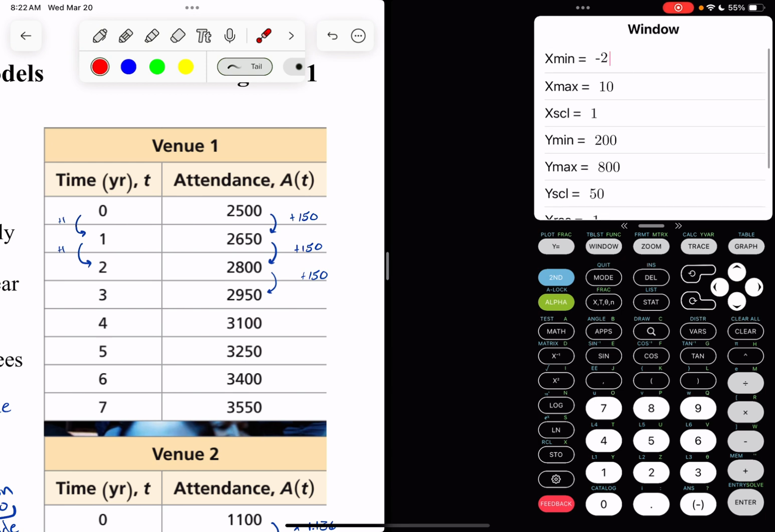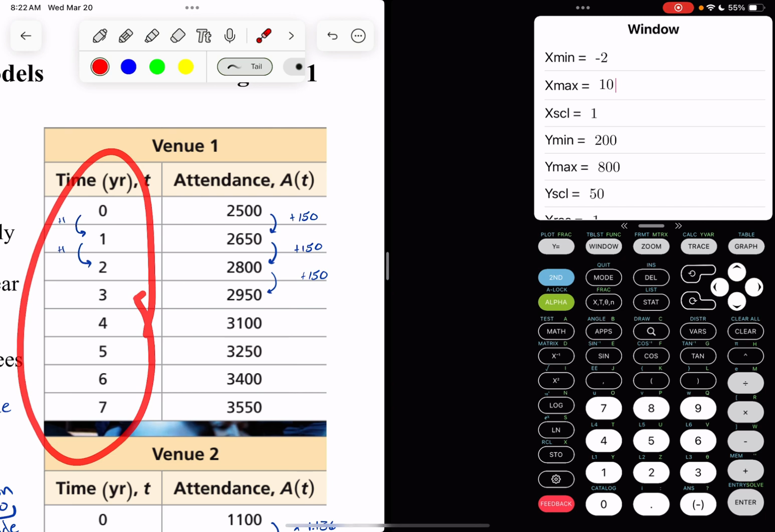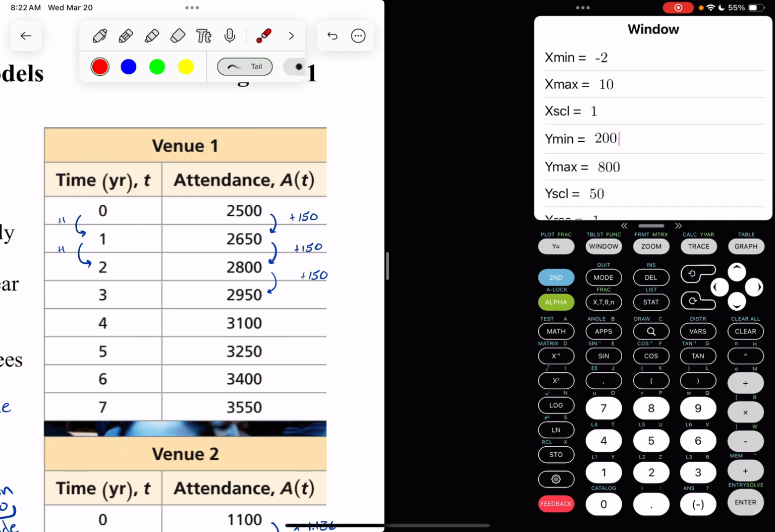Let's go to my x's. We can keep that from -2 to 10. That would hit my 0. 0 to 7's in that window. But look at my y's. My y min is 200 right there, and my y max is 800. I need to see way farther than that.